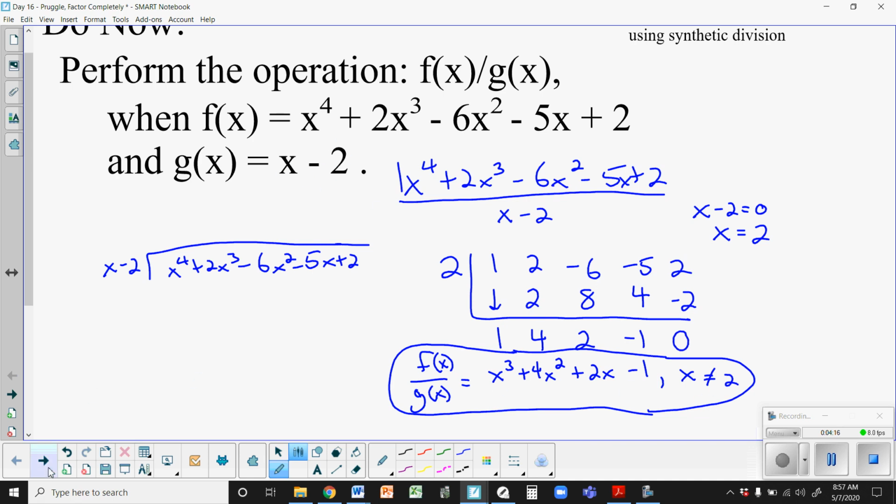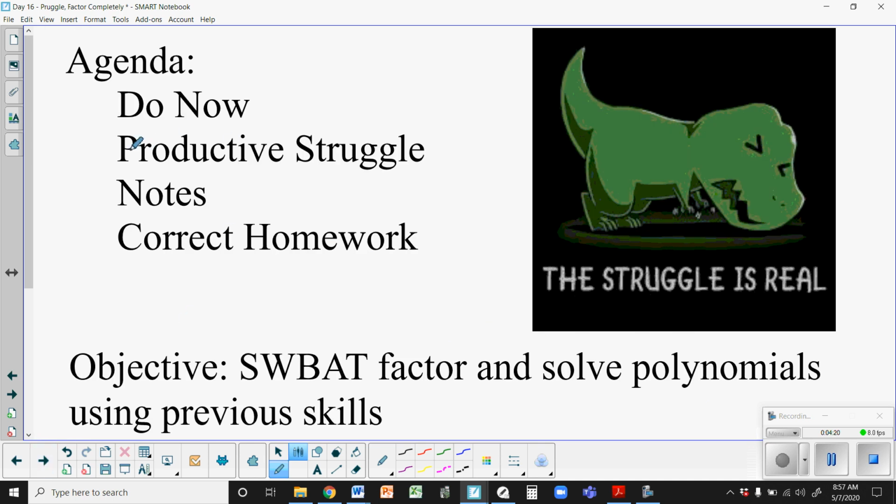All right, so let's move on to our productive struggle that we're going to be looking at today. Notice that the T-Rex's head and feet and the arms don't reach, so he can't push himself up. So that's just a real struggle there for that guy. We'll look at some notes, and then after the productive struggle, we'll do a couple more problems, and then do some homework correction. And today, students will be able to factor and solve polynomials using previous skills.